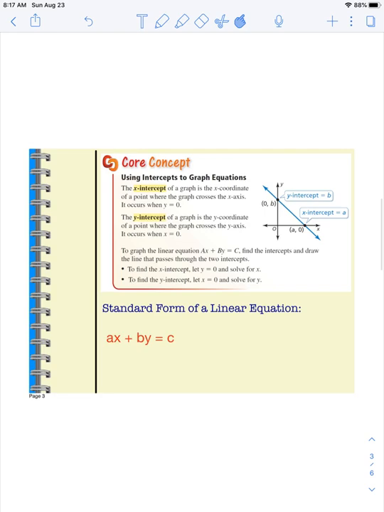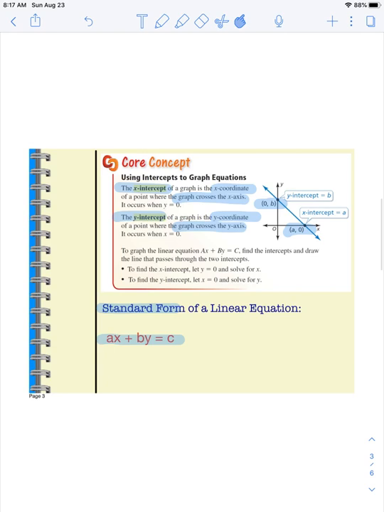All right, the first form of linear equations we're going to work with is standard form, which is written as a number times x plus a number times y equals a number. Now, the advantage of this form is that it's the easiest to find the x and y intercepts with. So, what are the x and y intercepts? The x-intercept is the x-coordinate where the graph crosses the x-axis, so that's this point here in the picture. And then the y-intercept is the y-coordinate where the graph crosses the y-axis.